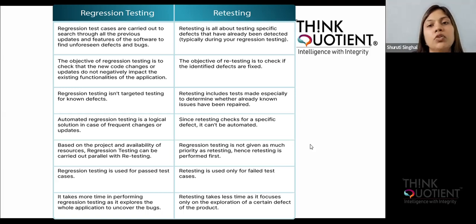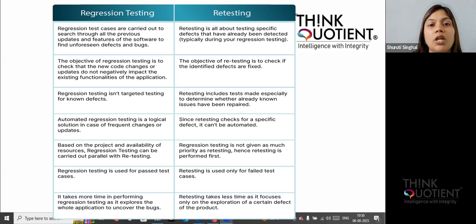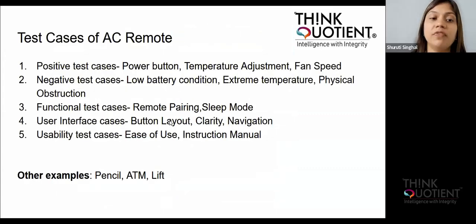Now, let us move ahead with a test case for a real life entity. So now we are going to discuss the test case of an AC remote. We are just going to discuss how we need to write the test case of any real life entity. So I'm going to discuss an AC remote. You can think about any real life entity like a pencil, an ATM, a lift, or a coffee vending machine. For example, the knob of a door. So you can think about all these examples. So let us discuss how we write these test cases.